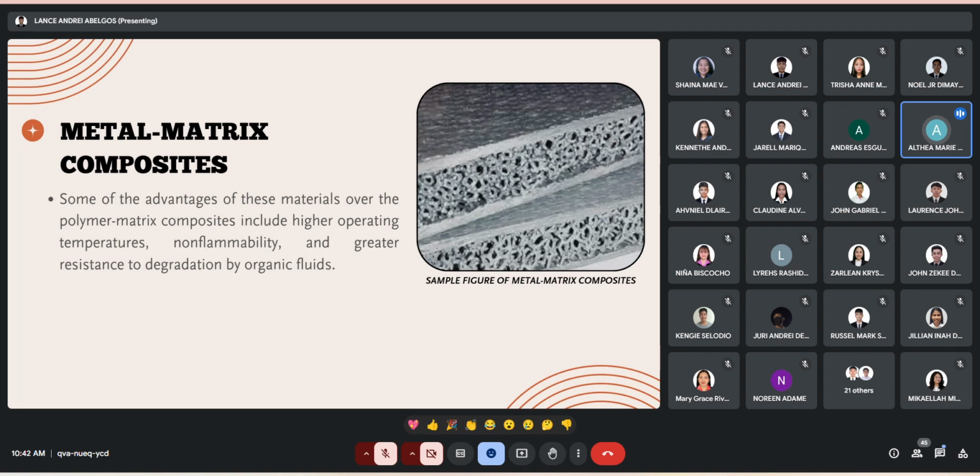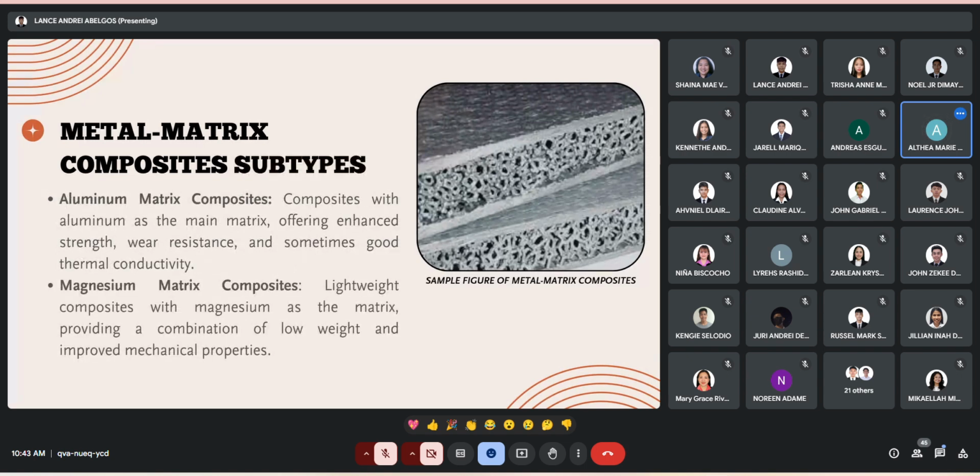Some of the advantages of these materials over the polymer matrix composites include higher operating temperatures, non-flammability, and greater resistance to degradation by organic fluids. The reinforcement may be in the form of particulates, both continuous and discontinuous fibers, and whiskers. Continuous fiber materials include carbon, silicon carbide, boron, aluminum oxide, and the refractory metals. However, discontinuous reinforcements consist primarily of silicon carbide whiskers, chopped fibers of aluminum oxide and carbon, or particulates of silicon carbide and aluminum oxide.